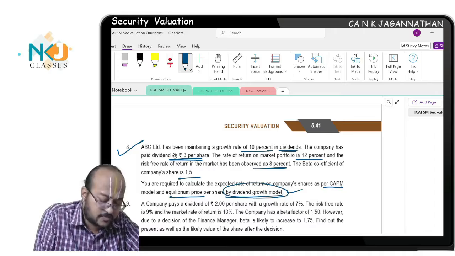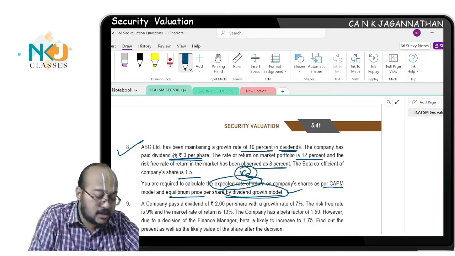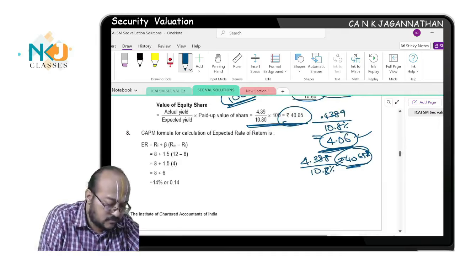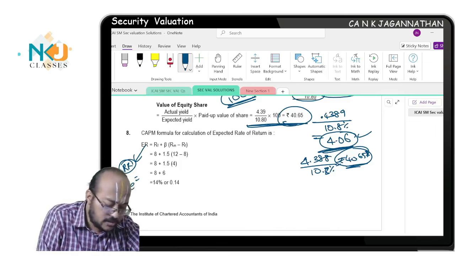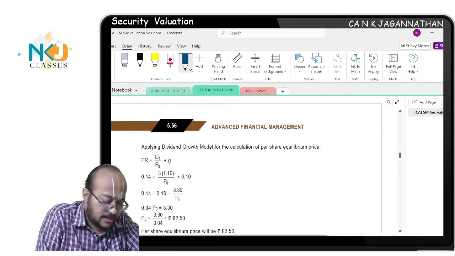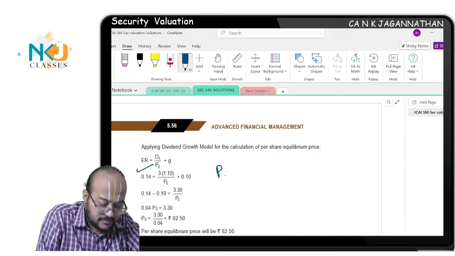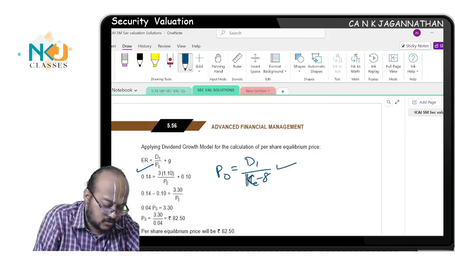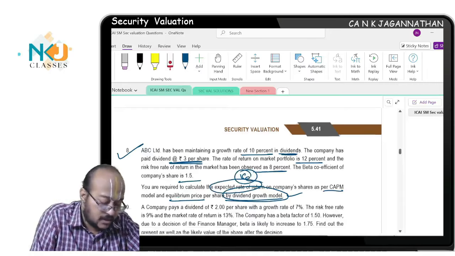They have asked us to compute the expected rate of return, KE. Use this KE in the dividend growth model, D1 by KE minus G, and find out the value per share. Very simple. RF plus beta into RM minus RF. This should not be called expected return, this is the required rate of return. Anyway, KE is equal to RF plus beta into RM minus RF. They have found out the KE as 14%, and applying this KE, you find out P0, or you can simply write P0 is D1 by KE minus G. You can apply the formula and you will find the price of the share. Nothing, a straightforward question.